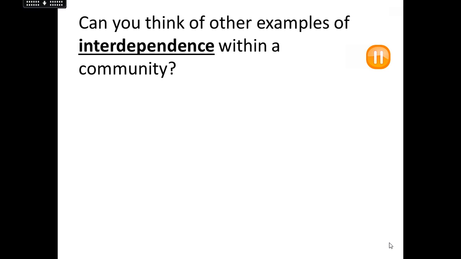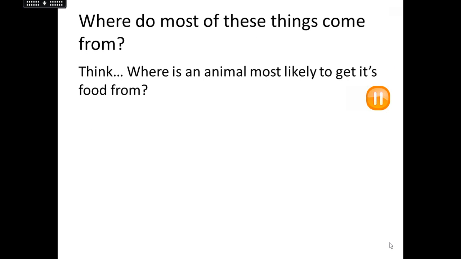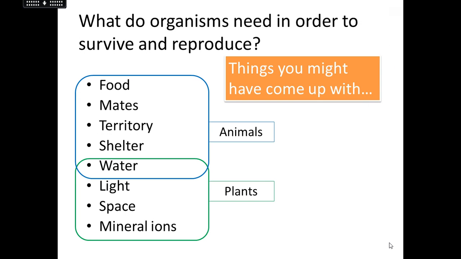Loads of different things, but mainly it's that the interdependence is fulfilling one of these different requirements. So it either helps with food, mates, territory, shelter, water, light, space, or mineral ions. If it doesn't really help with one of those things, it's probably a bit of a waste of time.